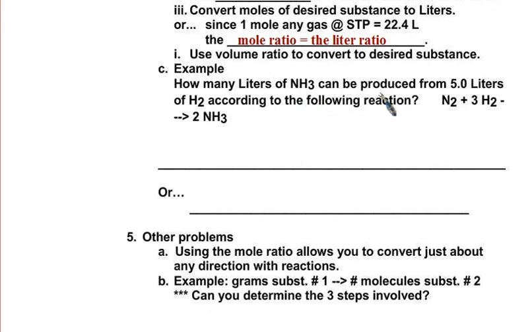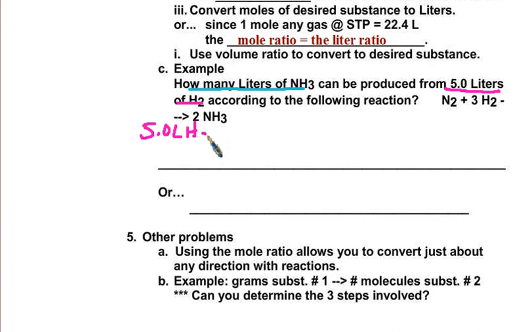How many liters of NH3 can be produced from 5 liters of H2 according to the following reaction? N2 plus 3H2 makes 2NH3. So what do we do? We identify the given. Given is 5 liters of H2. We identify the target, liters of NH3. And we start with 5.0 liters of H2. Sorry, my bad, gosh darn it.